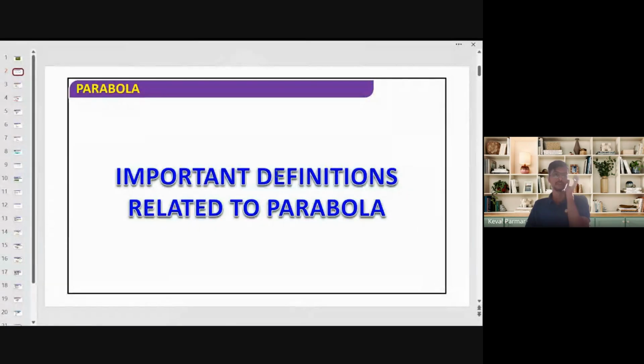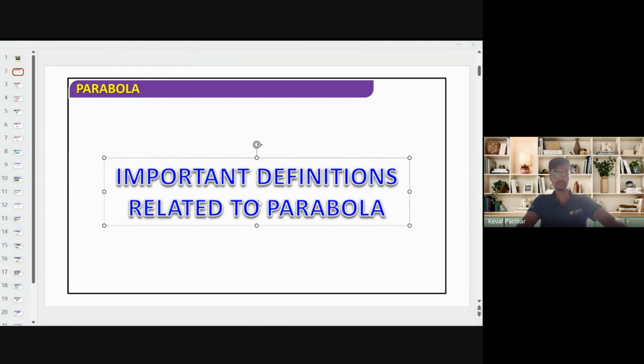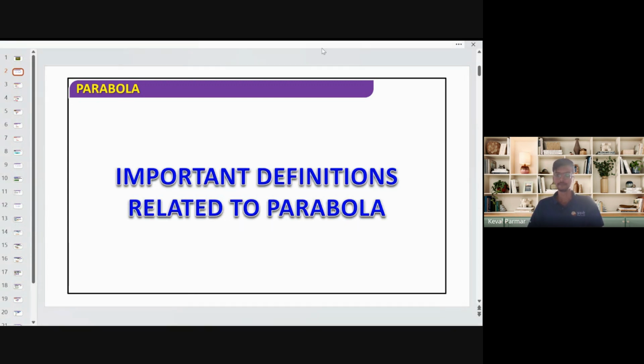Yeah. So next thing is the important definitions related to parabola. Not only parabola, we'll use some of these definitions in coming conic sections also, that is ellipse and hyperbola. So let's see what are they.